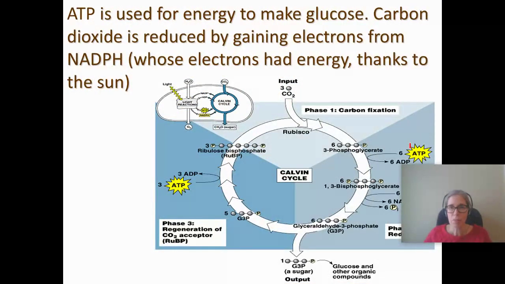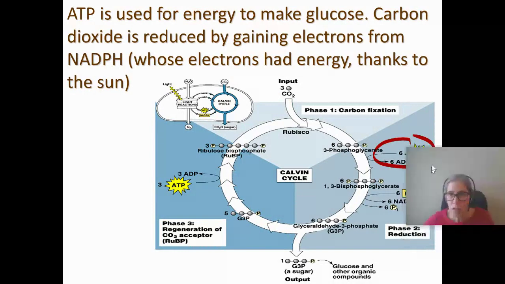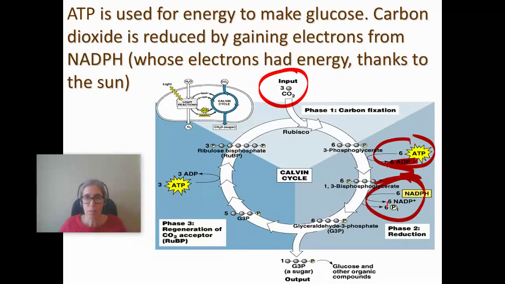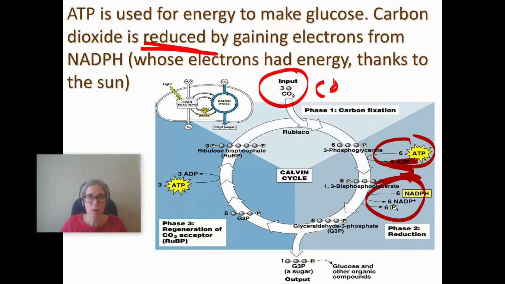So ATP right here. ATP is needed because carbon dioxide has very little energy. You can breathe all day and there's really no energy in carbon dioxide for you to use. So we add energy from ATP, and then the electrons and the protons from the hydrogen atoms of NADPH are used to reduce the carbon dioxide. Remember, carbon dioxide doesn't have hydrogens, but glucose does.